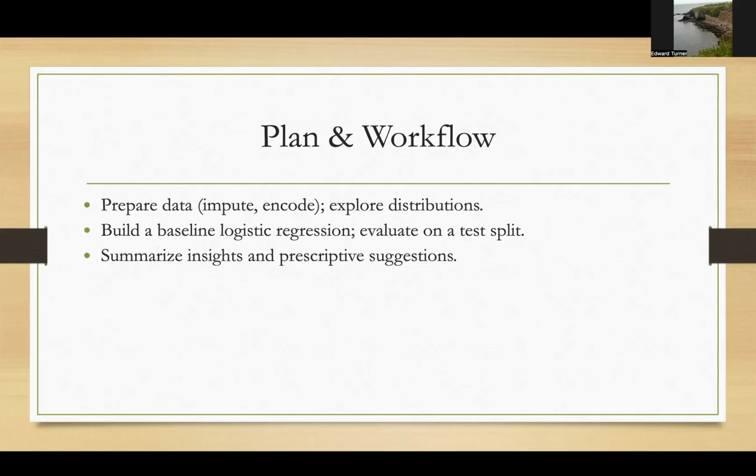So this is how we are going to plan our general workflow. We're going to prepare our data. We're going to impute any missing information, encode any information as well, such as the categorical information. And then we're going to explore these distributions to further understand what the general bias of our information is going to be. Then we're going to just use logistic regression as our baseline and then evaluate on what we have held out, which would be the test set. Then we'll offer some suggestions on how the planning should go thereafter for the Titanic.